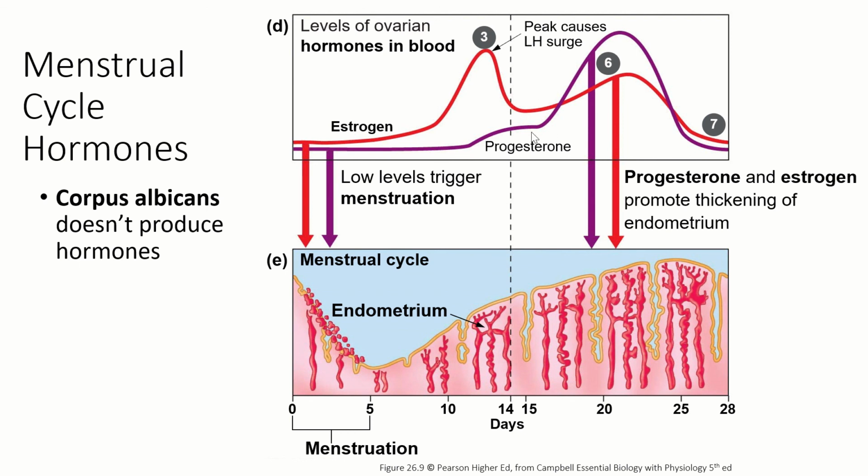Now, if fertilization doesn't happen, then the corpus luteum degrades into the corpus albicans and it doesn't produce hormones, and that's why the hormone levels drop off. That drop off signals menstruation.